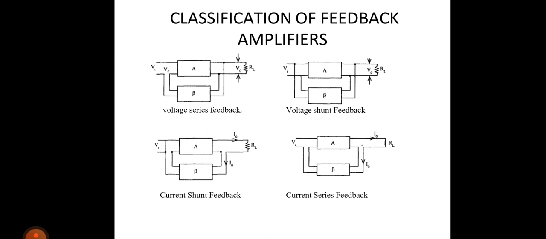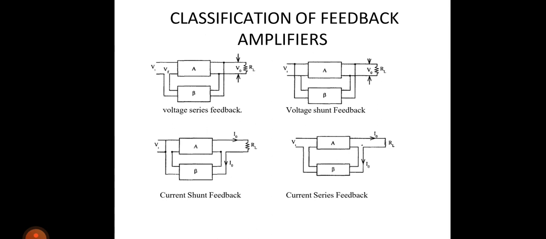Whenever the mixing is series, the output of the feedback must be in series with the input of the basic amplifier. Such feedback is voltage series feedback. In voltage shunt feedback, if you see the connections, the output is voltage, meaning a parallel connection, and the input is shunt, so that is also a shunt connection.